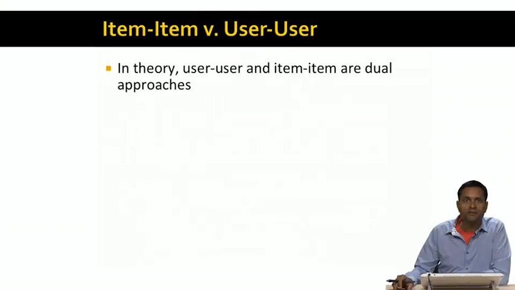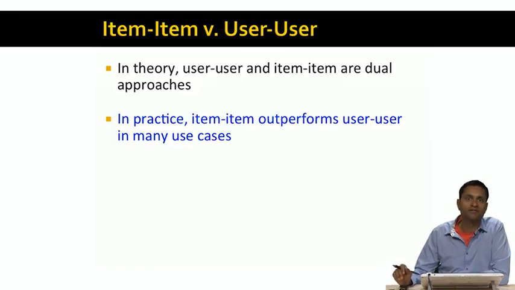We've looked at 2 ways of doing collaborative filtering: user-to-user and item-to-item. Now, in theory, user-to-user and item-to-item are dual approaches and should have similar performance. In practice, though, they don't perform similarly at all. In fact, it's been observed that item-to-item collaborative filtering hugely outperforms user-to-user collaborative filtering for most use cases, such as movies or books and so on.